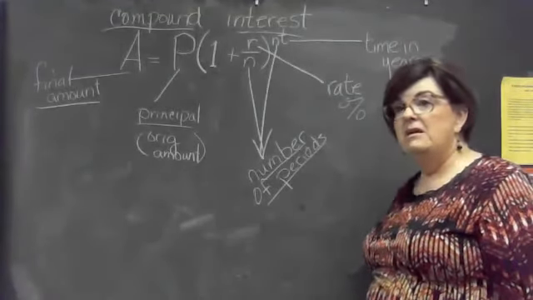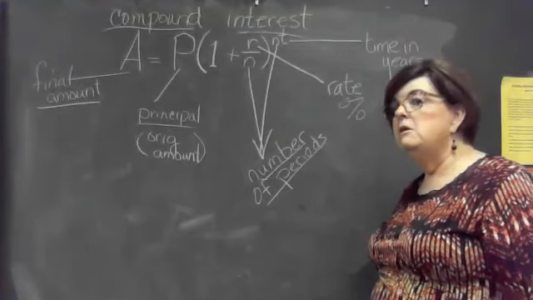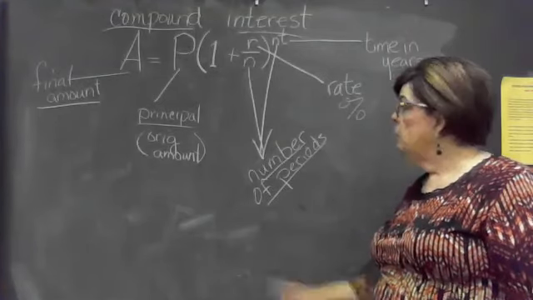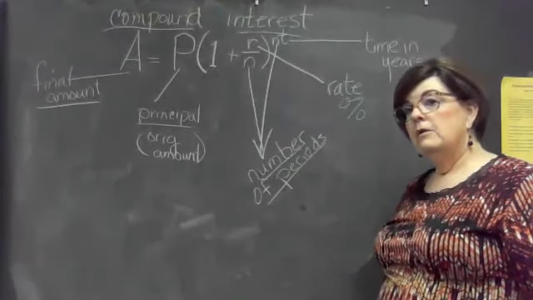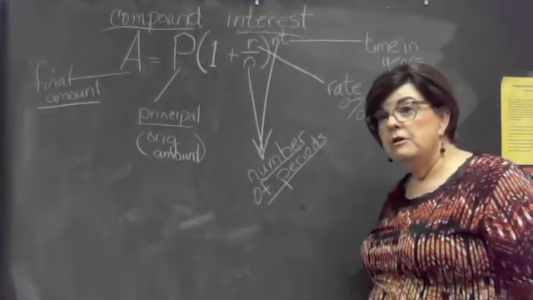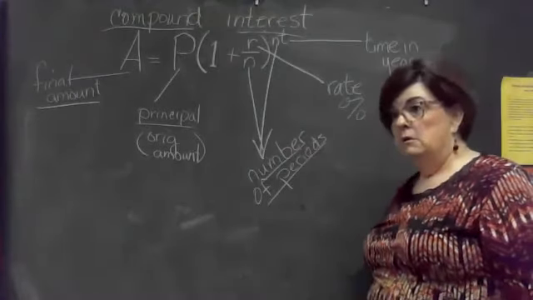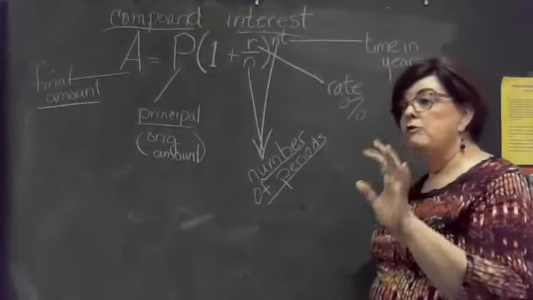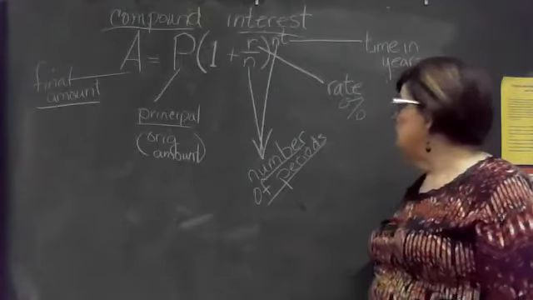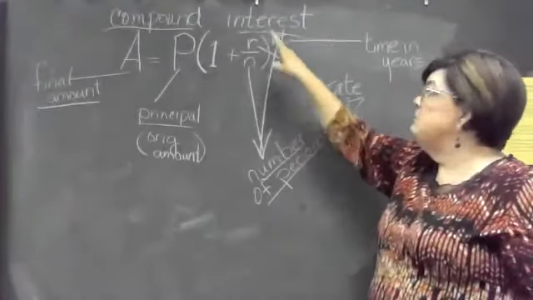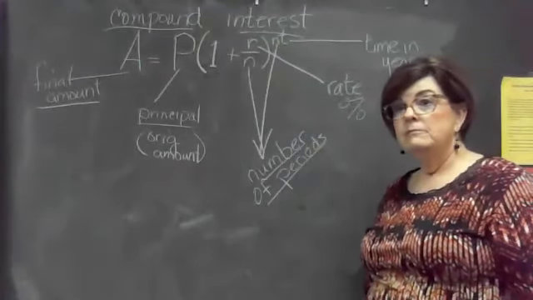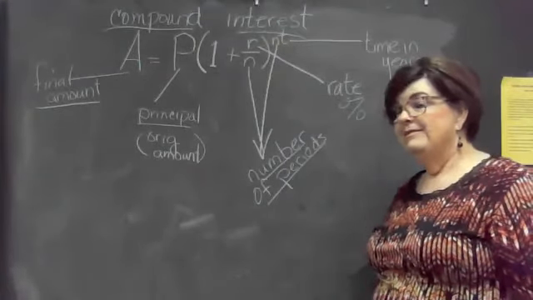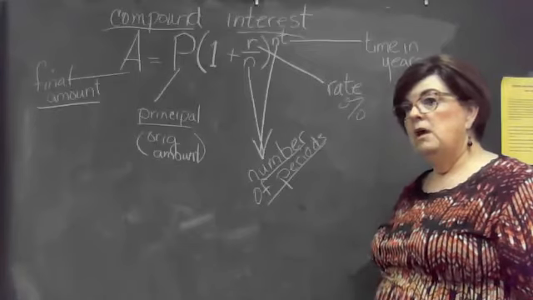Okay, if they said compounded monthly, what would n be? How many months are there in a year? 12. If it's compounded monthly, we figure out how many months are in a year. And so your n in this particular problem would be 12. Are we good?